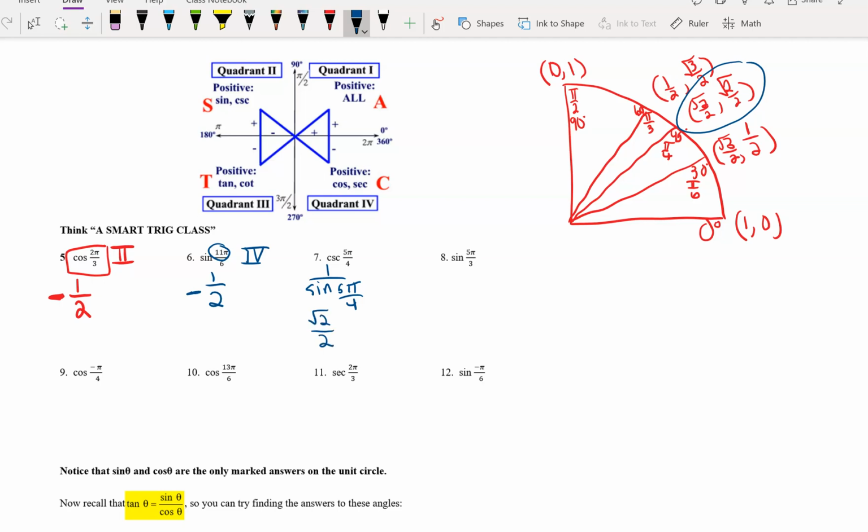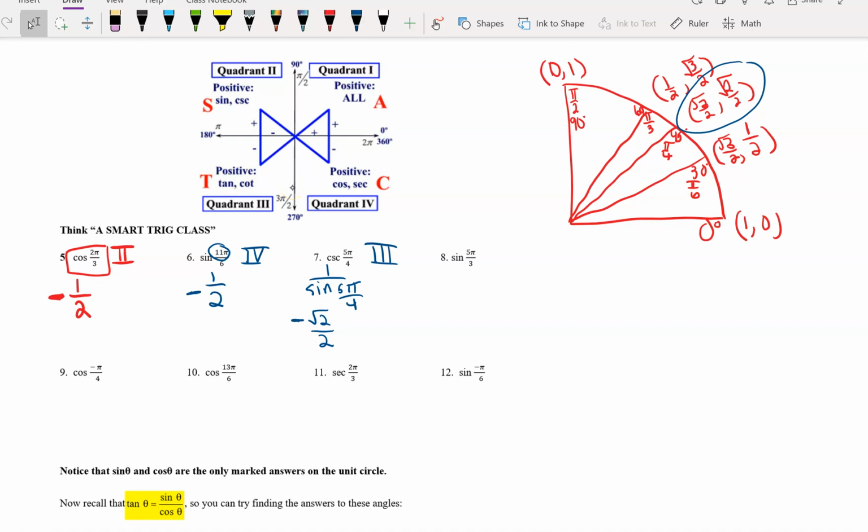And now we need to figure out if it's going to be positive or negative. 5 pi over 4 is in the third quadrant, which if you don't know, you can think about the fact that anything in the second quadrant is going to be slightly less than pi. Anything in the third quadrant is going to be slightly more than pi because it's just past pi. So that's going to be in the third quadrant. A smart trig class tells us sine is going to be negative in that quadrant.